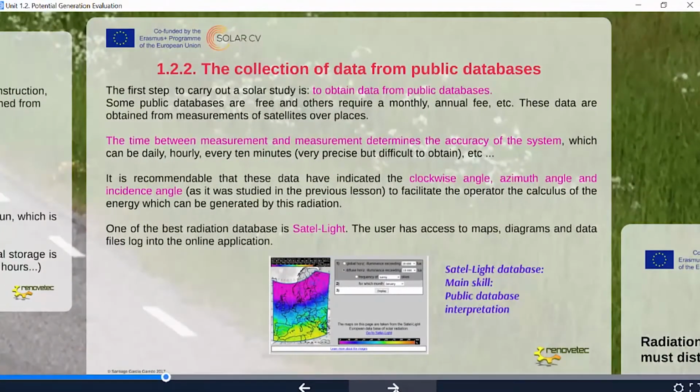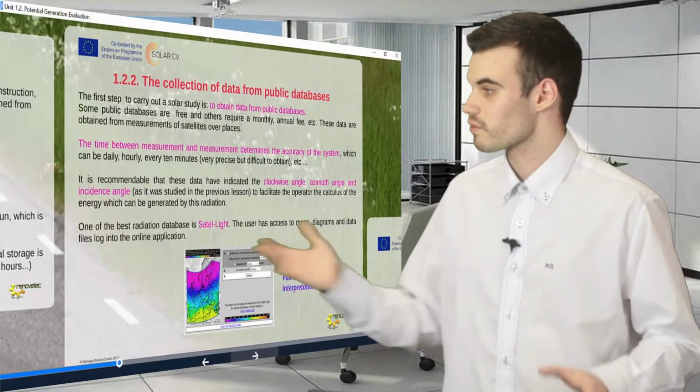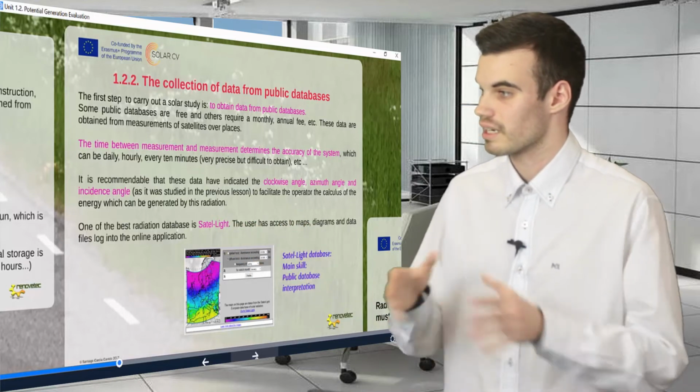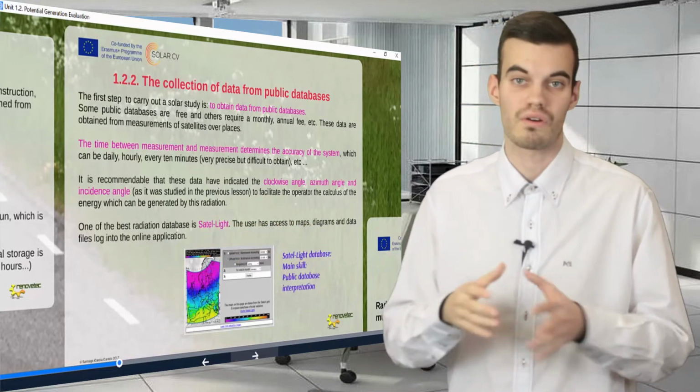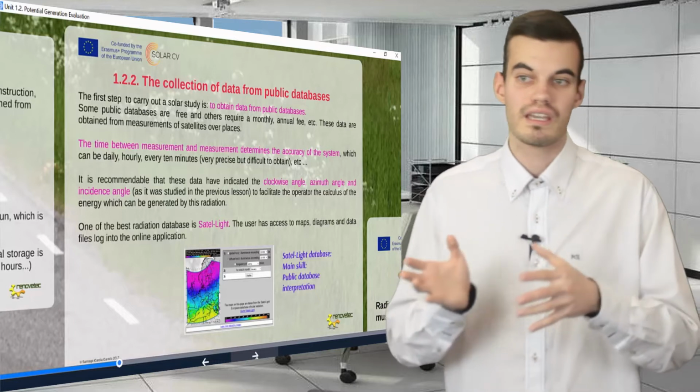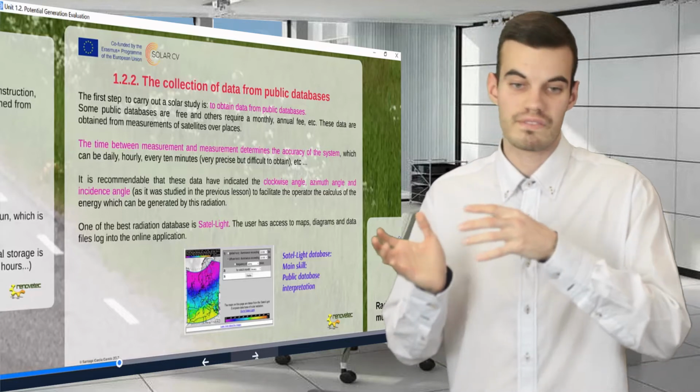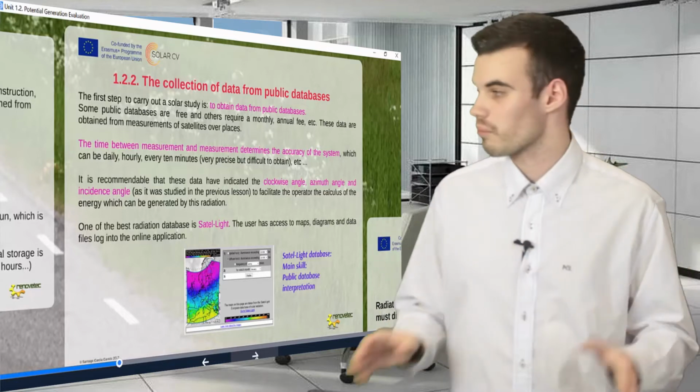Now, to carry out our solar study, we must collect data from public databases. The first step to carry out the solar study is to obtain data from public databases. And some public databases are free, while for others we must pay because they have been developed by other companies.